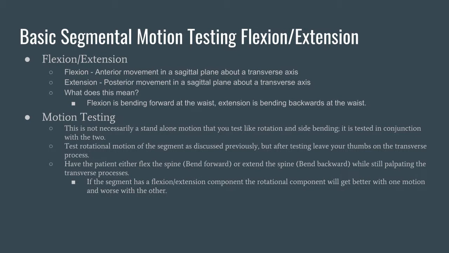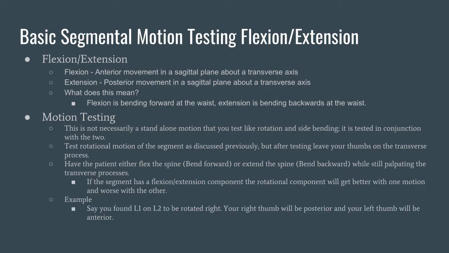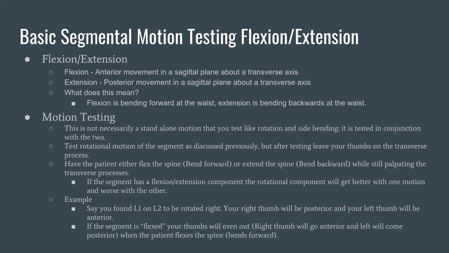If the segment has a flexion or extension component, the rotational component will get better with one motion and worse with the other. Example: say you found L1 on L2 to be rotated right. Your right thumb will be posterior and your left thumb will be anterior. If the segment is flexed, your thumbs will even out.